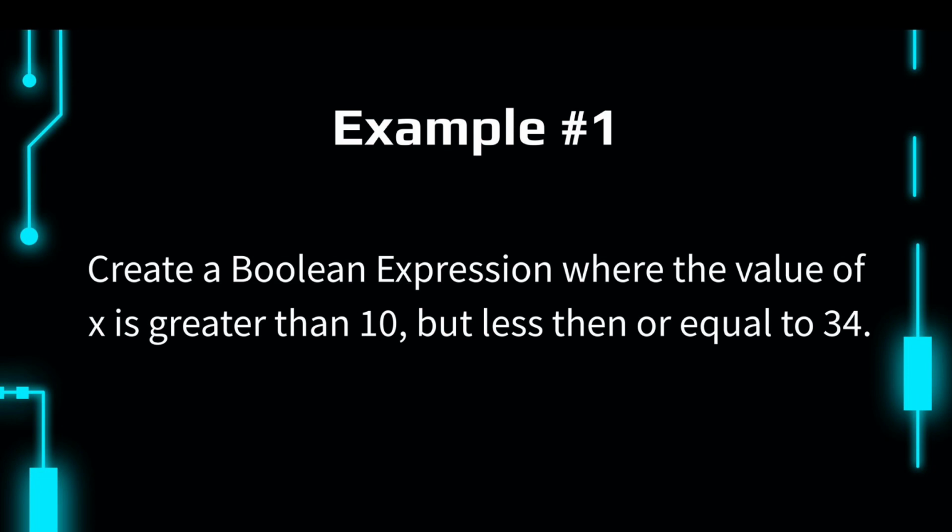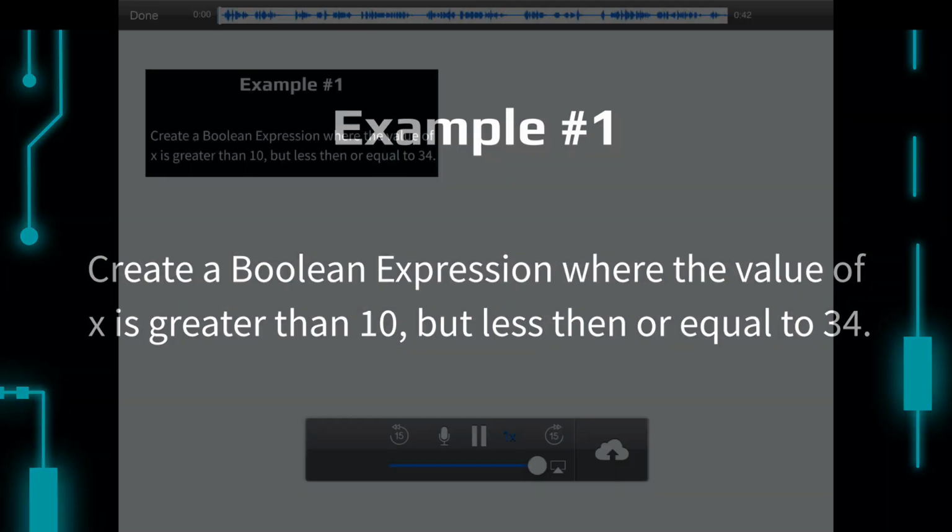Example number 1. Create a Boolean expression where the value of x is greater than 10 but less than or equal to 34. Let's take this to the whiteboard. Pause the video and see if you can do it yourself. To create this Boolean expression, we have to acknowledge each of the parts. x is greater than 10, so that means x will be greater than 10, but x will also be less than or equal to 34.